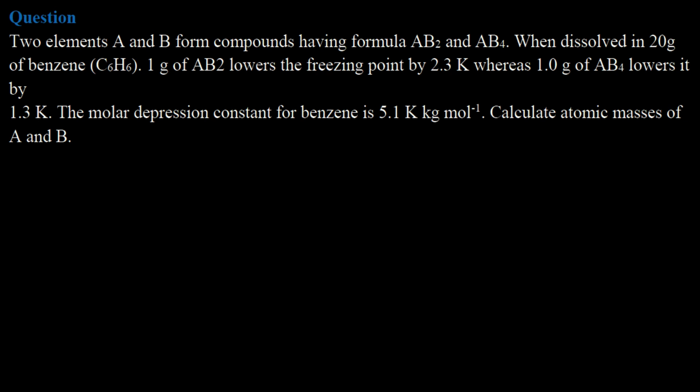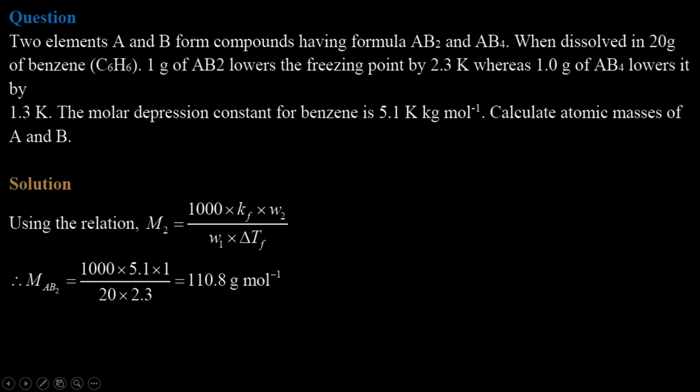So here we'll go to the next part, the solution part, using the relationship. Here the first thing is you have to calculate the molar mass of AB2 and AB4. For calculating the molar mass, we have to apply the formula, that is delta TF is equal to KF into m, molality. From that, M2 is equal to 1000 into KF into W2 divided by W1 into delta TF.